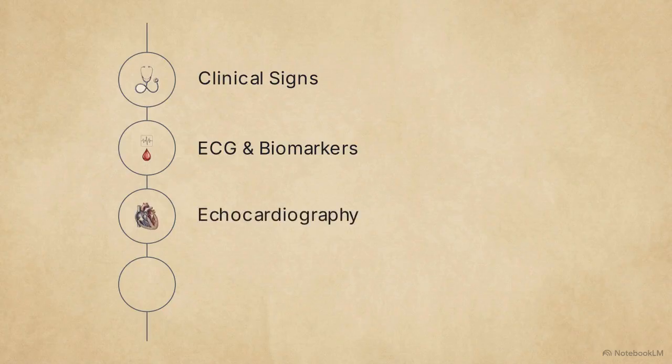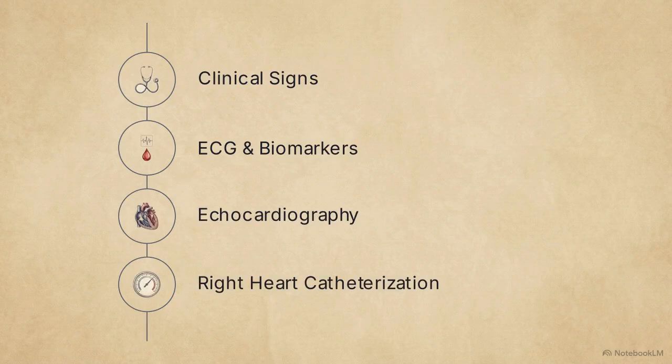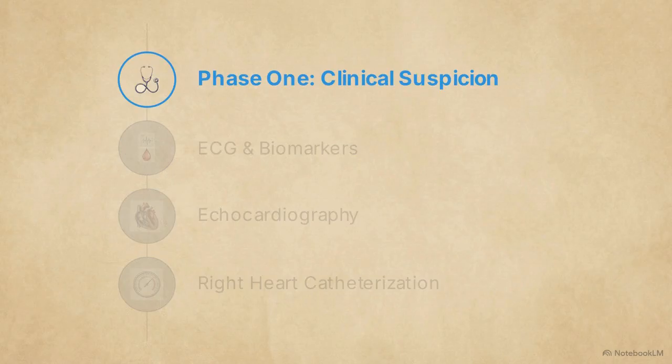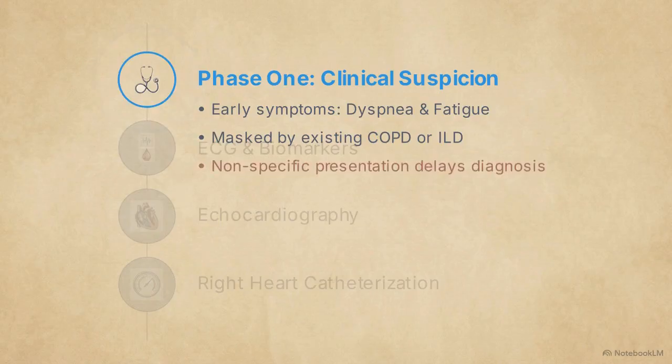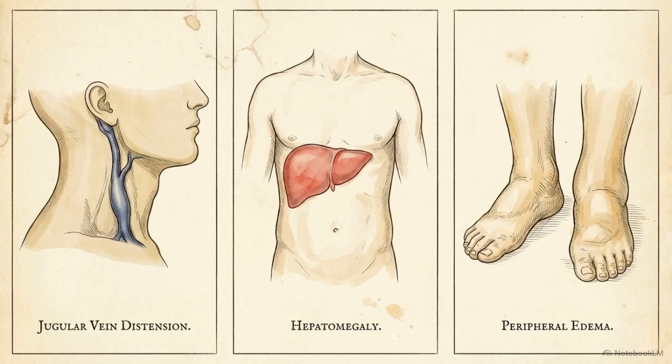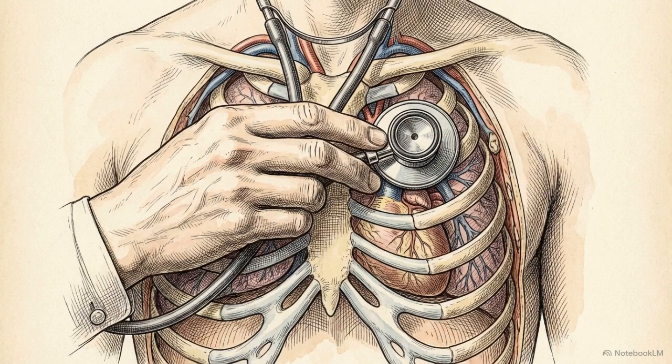Isolating the pulmonary origin of right heart failure follows a four-step diagnostic cascade: clinical signs, ECG and biomarkers, echocardiography, and right heart catheterization. Phase 1 relies on clinical suspicion. Early symptoms are nonspecific and frequently masked by existing lung defects. As the condition progresses, signs of systemic venous congestion appear, including jugular venous distension with a prominent V wave, hepatomegaly, and peripheral edema. A physical exam may detect a palpable left parasternal lift and an accentuation of the pulmonary component of the second heart sound.